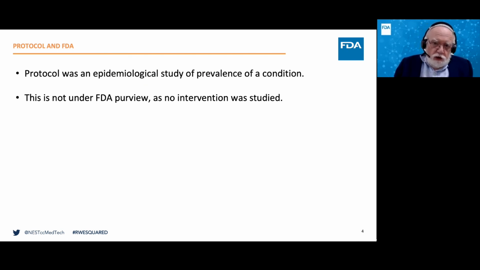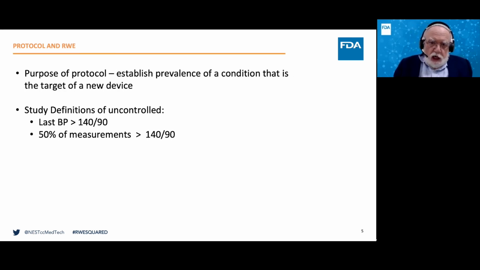So this protocol is an epidemiological study of prevalence of a condition. Therefore, it's not really under FDA purview, as no intervention was studied, and normally we would not be reviewing it except if it's offered in support of another application. As the purpose is to establish prevalence of a condition that's a target of a new device, we have to look at the study definitions, which is systolic or 50% more than 140/90.